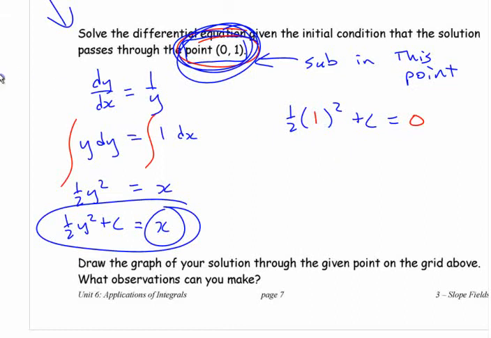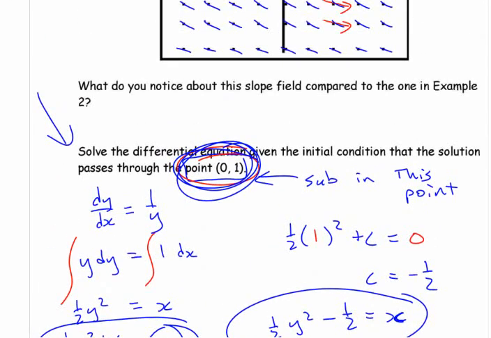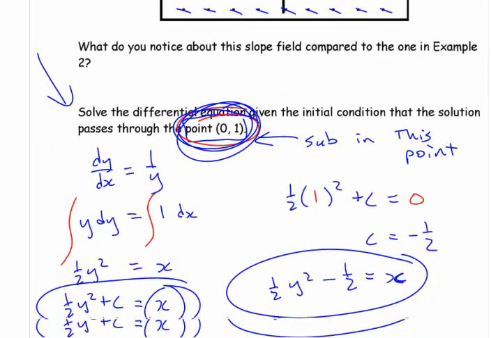So we get a half. The constant is negative a half. So then your function is a half y squared minus a half equals x. That matches what we have up there. If you were to graph it, it matches that.